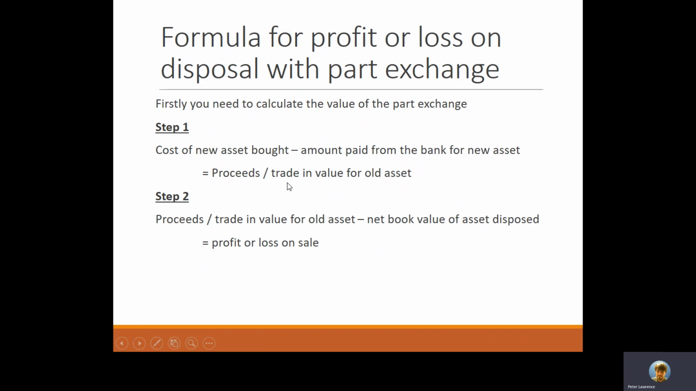So for the proceeds, the proceeds or the trading value of the old asset minus the net book value of the asset disposed will give you your profit or loss. So exactly the same formula as previously: proceeds minus net book value equals profit or loss. But you will need to work out the value of the amount received for your traded in item.